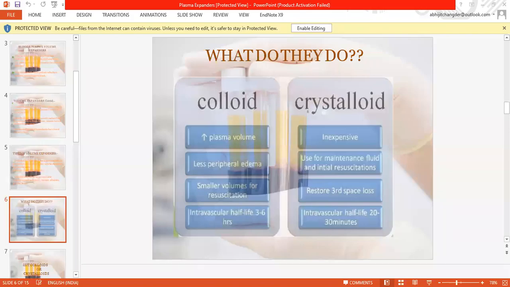So colloid and crystalloid type plasma expanders were covered in the previous class. The difference between these colloid type and crystalloid type plasma expanders was covered. So plasma expanders, are they colloids or crystalloids? Now, the ideal properties of plasma volume expanders.